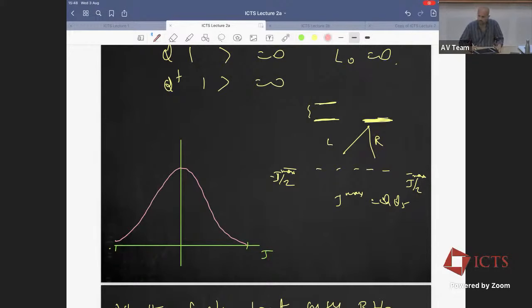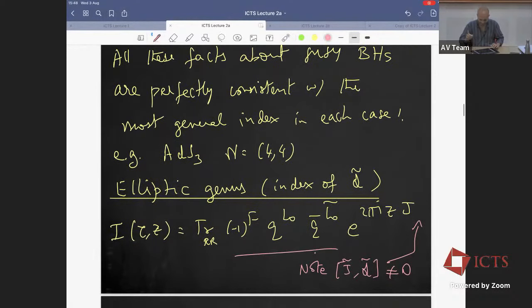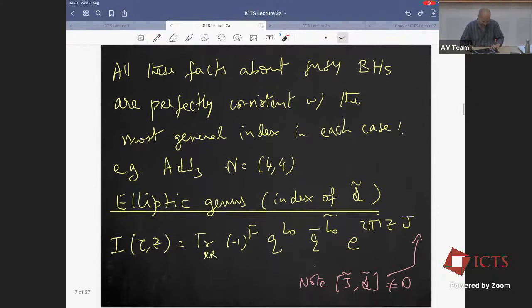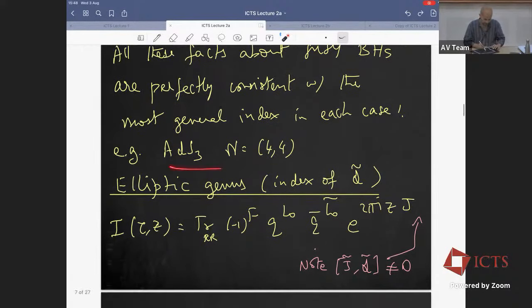And well, there's one more thing I want to say here, and then if it's not the same thing, then please correct. It's the fact that all of these facts about supersymmetric black holes are perfectly consistent with the most general index in each case. I haven't discussed this yesterday. That's what I'm going to do today for radius 5. But let's do it for radius 3.